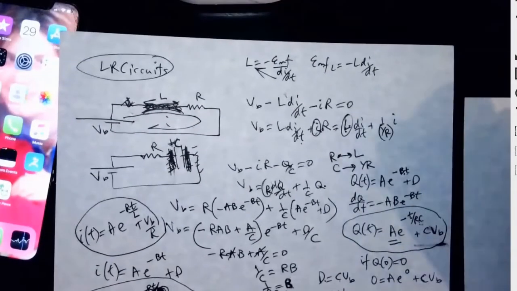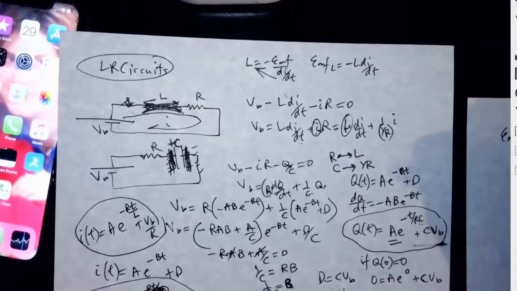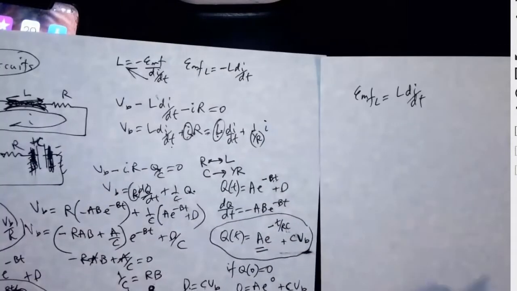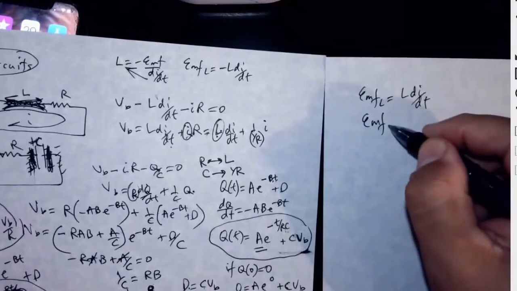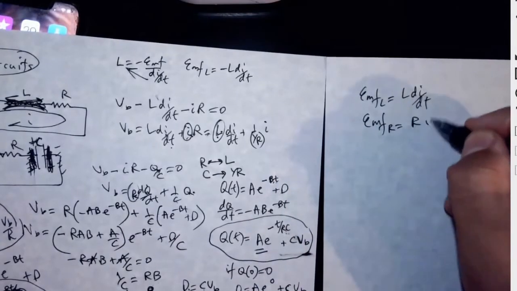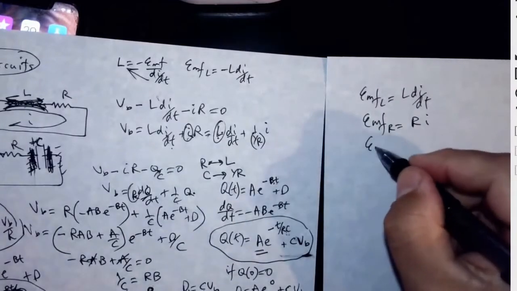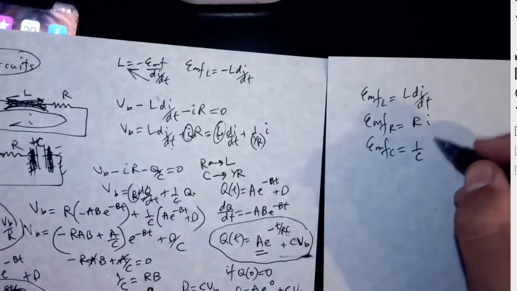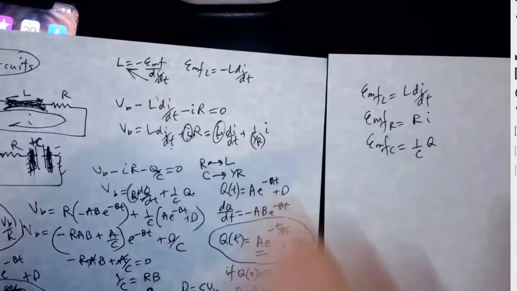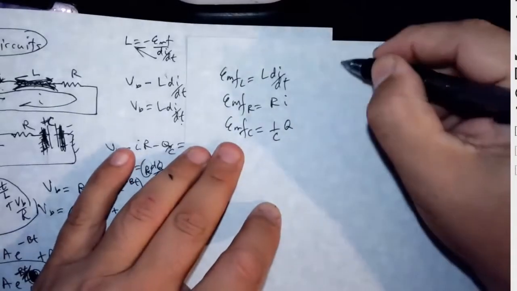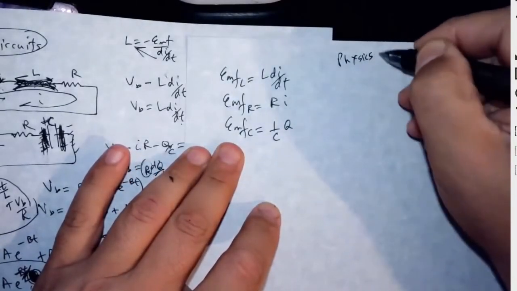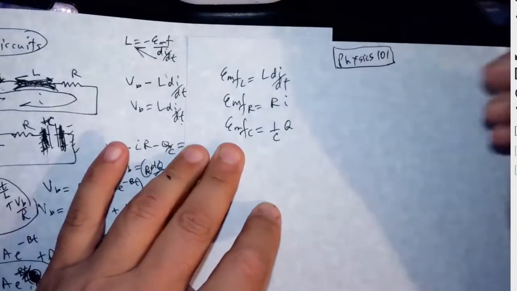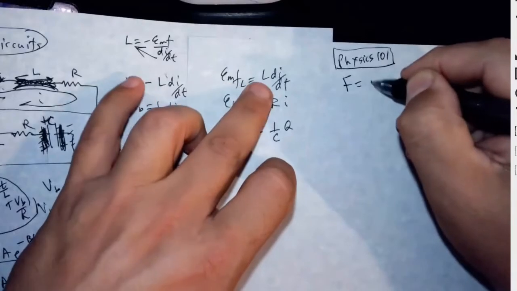So think about the equation. The EMF of an inductor is L di/dt. Forget about the negative for now. The EMF of a resistor is resistance times current. And the EMF of a capacitor is equal to 1 over C times the charge. Okay. So the physics 101 equivalent of each of these would be force is equal to MA.